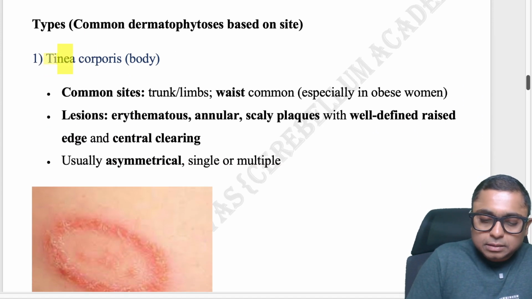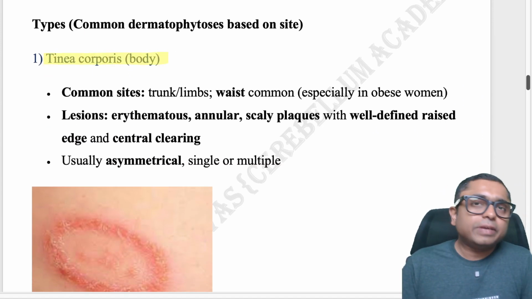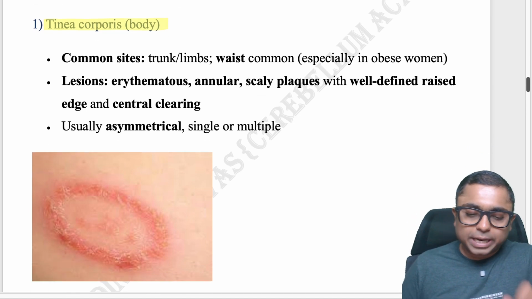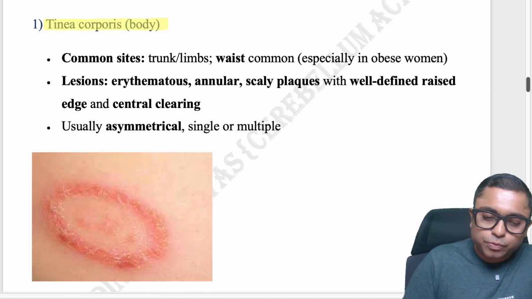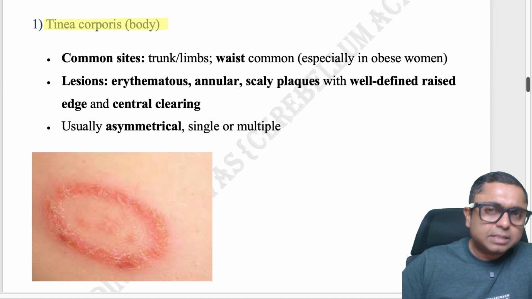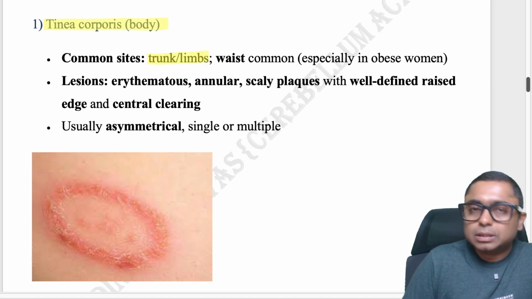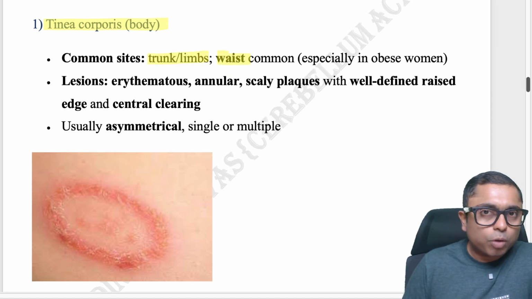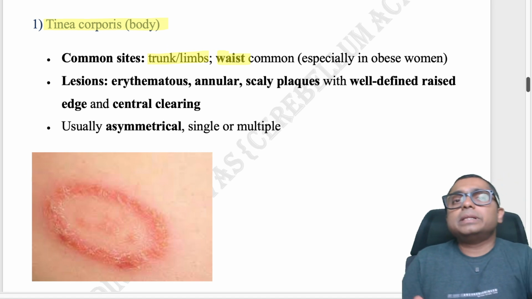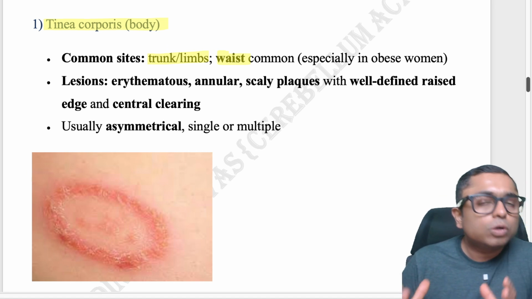Now let us see what the important clinical features of each of these types of tinea are. For tinea corporis, what are the common sites which will be affected? Usually most of the patients are going to have involvement over the trunk, limbs and waist. These are the common areas, right? And what will be the clinical picture? How will the lesion look morphologically?